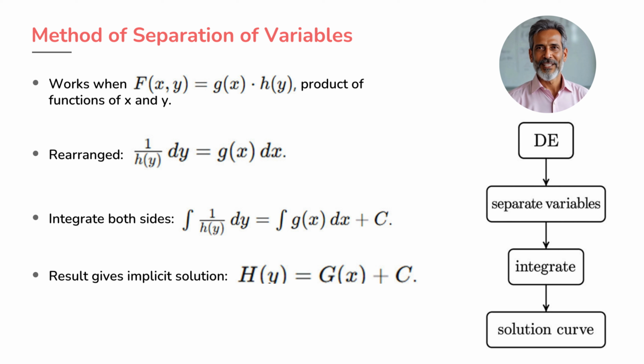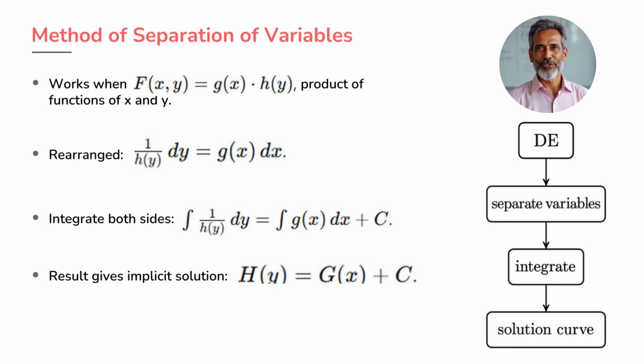Imagine you're trying to untangle two different headphone wires. You separate them, deal with each one independently, and finally solve the mess. That's exactly what we do here. If the differential equation is such that f of x comma y can be expressed as g of x times h of y, then we can separate the variables. We rewrite it as 1 by h of y dy equals g of x dx.